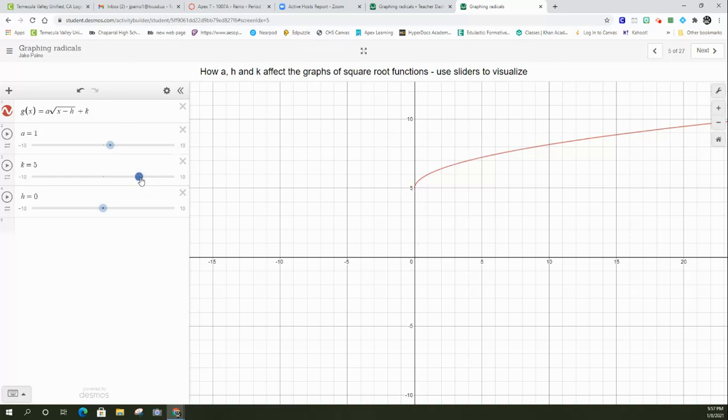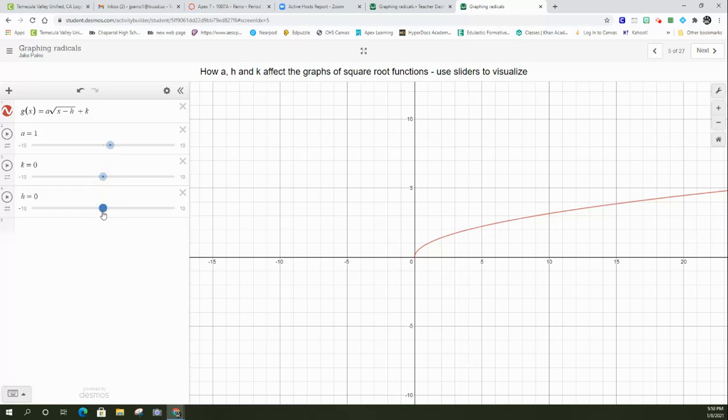So if I move it back down to 0, what do you notice about the initial point? Right now it's 0, 0. It hasn't been shifted yet. What if I make k negative? Well, now it goes down. Now k is negative 3, so the initial point is 0, negative 3. So now my range would be different here. Now my range would be all real numbers greater than or equal to negative 3. All right, let's put that back at 0, and let's mess with h.